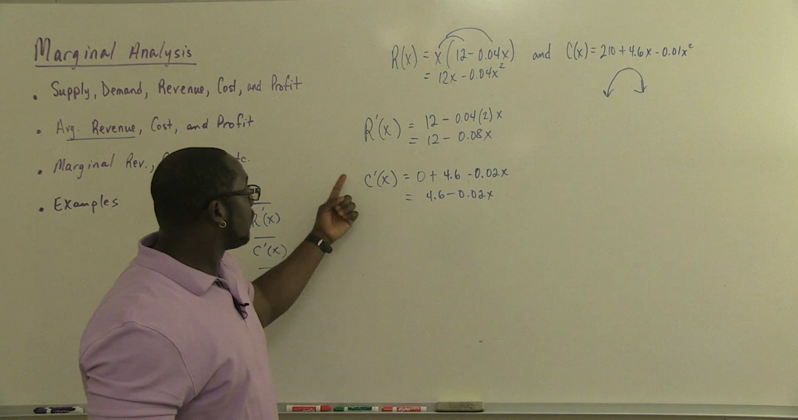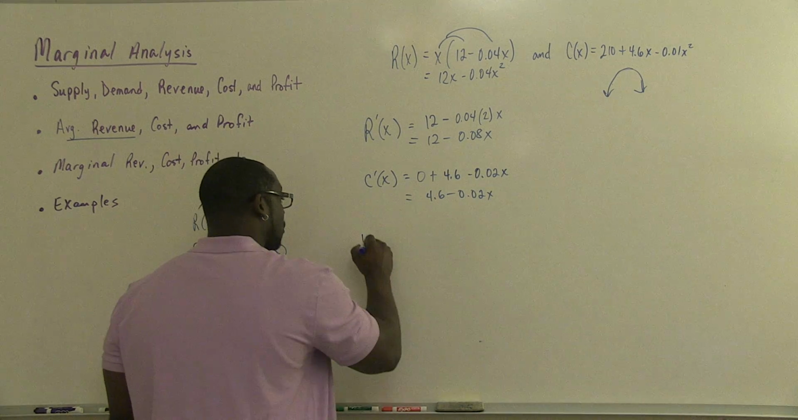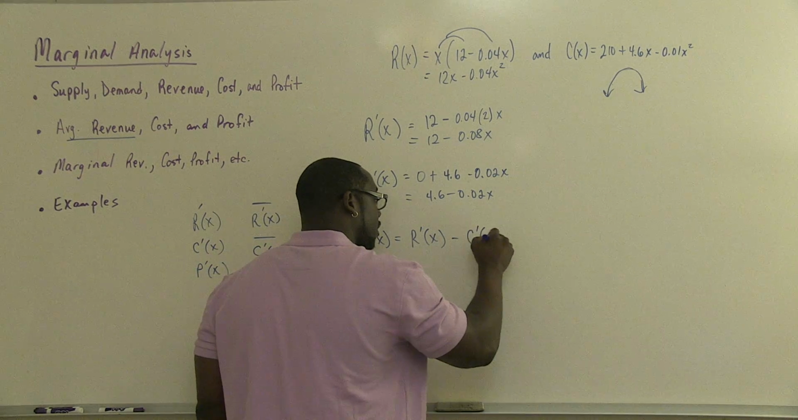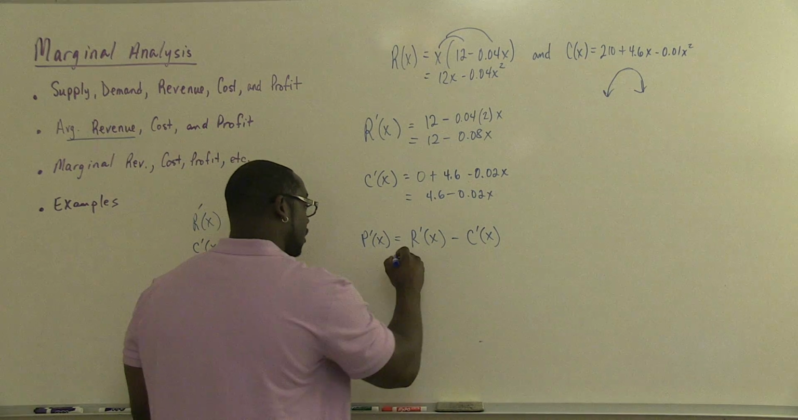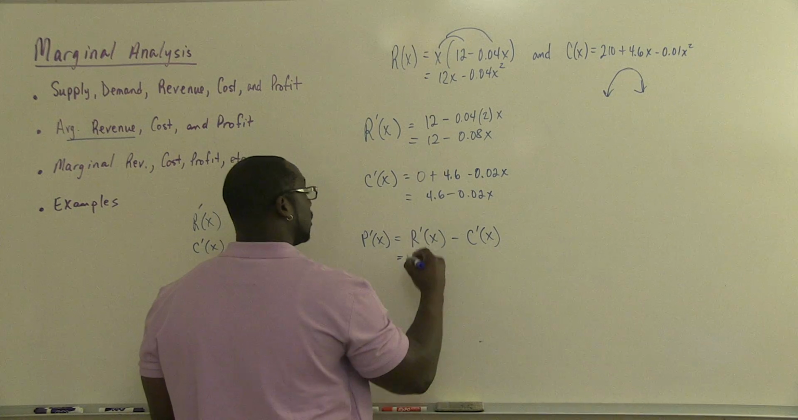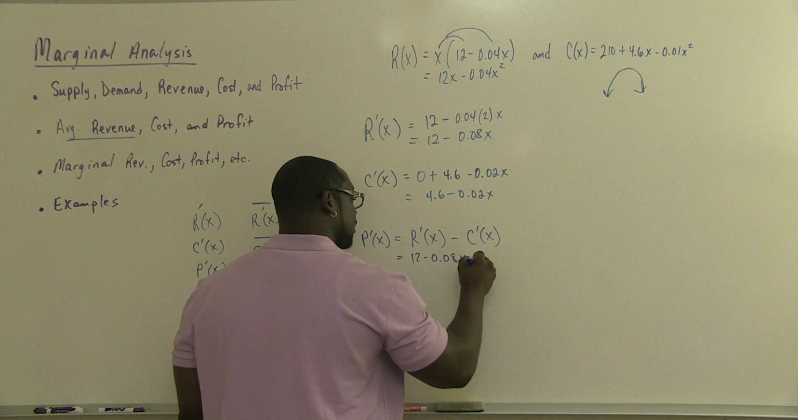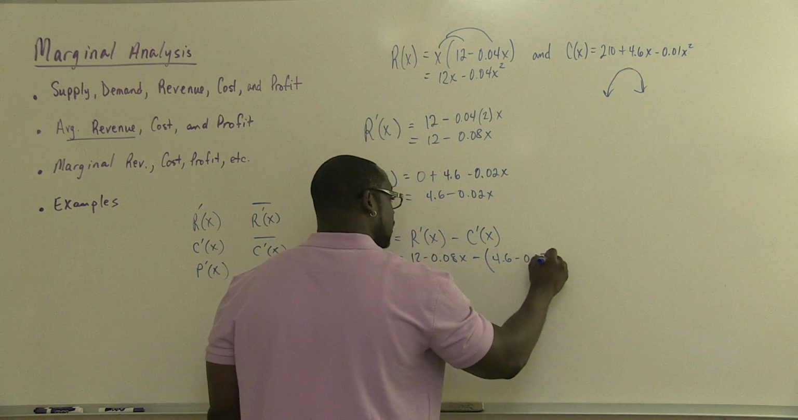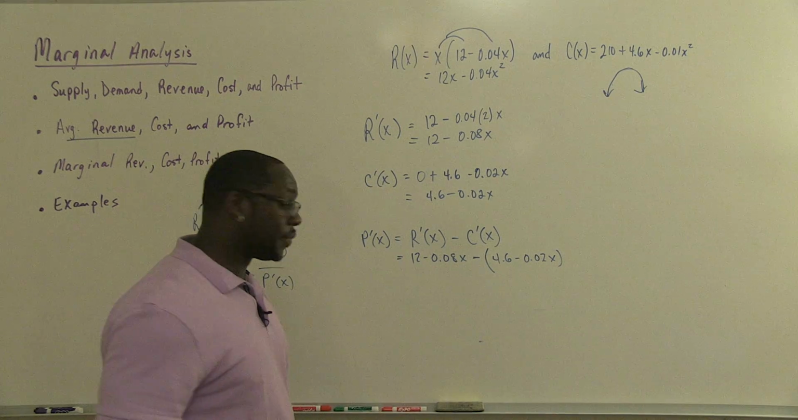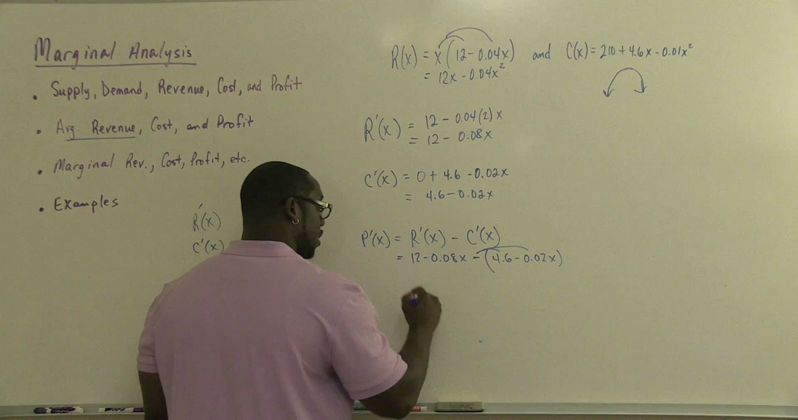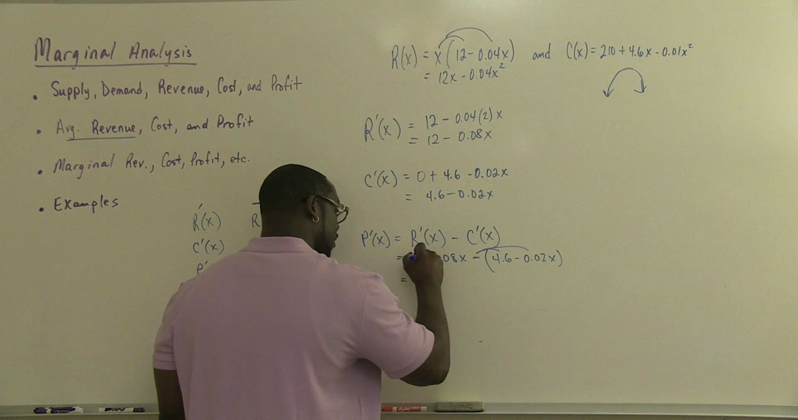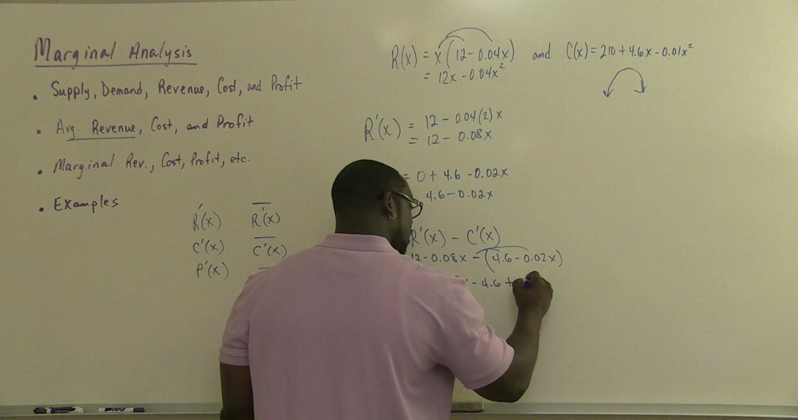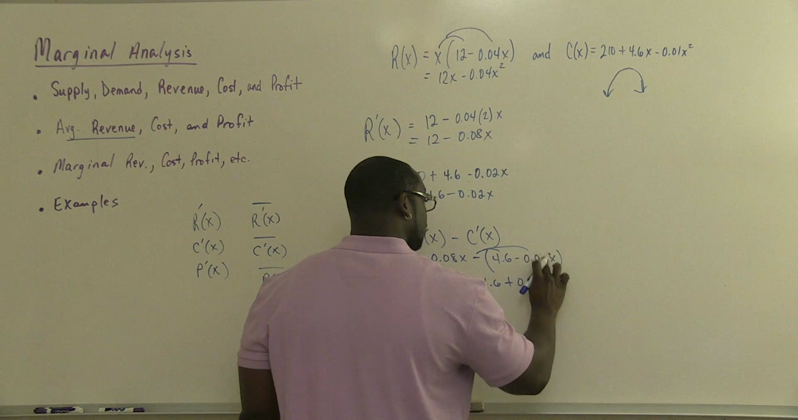Of course, now that we have the derivatives of revenue and cost, if we want the profit, we can just take the derivative of the revenue minus the derivative of the cost. And so we already have that information here, so we can just plug it in. So 12 minus 0.08x minus, and then we subtract all of this, making sure that we put it in parentheses to subtract all of that. So now from here we distribute. So we have 12 minus 0.08x minus 4.6 plus 0.02x.